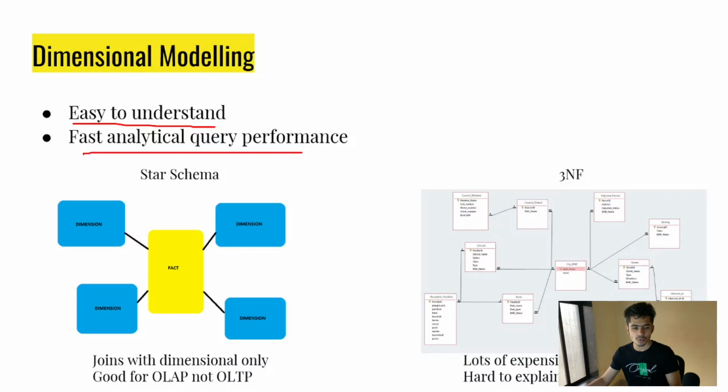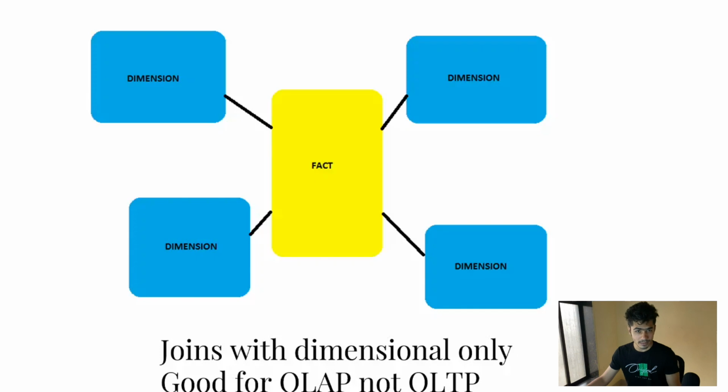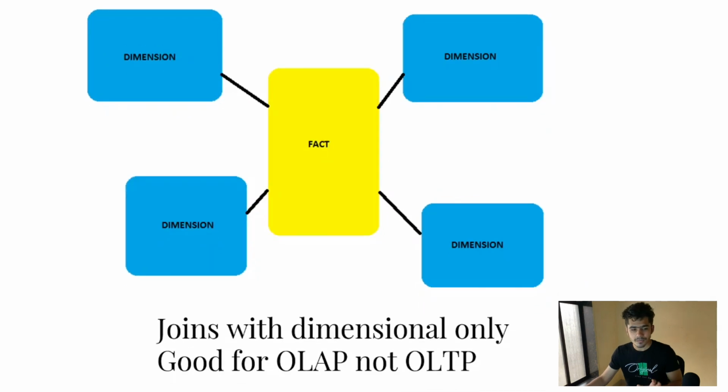So we have basically two diagrams over here. One is the design of a star schema, okay, joins with the dimensions only, and good for OLAP and not OLTP. Let me zoom in a little bit so that you guys can see. As you can see, we have our fact table in between. We're going to talk about the fact table and dimension table, and we have multiple dimensions across. This kind of structure is good for OLAP only, because you can get faster query performance and you don't need to do multiple joins in order to get the final outcome.